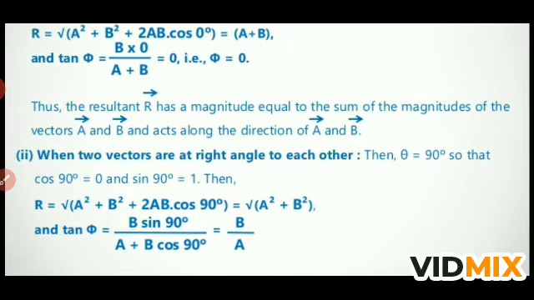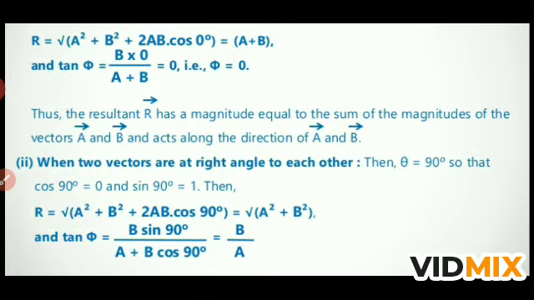But when the two vectors are at right angle to each other, theta is 90 degrees, so cos 90 is 0 and sin 90 is 1. We can use the relation R is equal to the square root of A square plus B square plus 2AB cos 90, and since cos 90 is equal to 0, the resultant is the square root of A square plus B square. This is the Pythagoras theorem in the right angle triangle. It is the resultant value when the two vectors are at right angle.